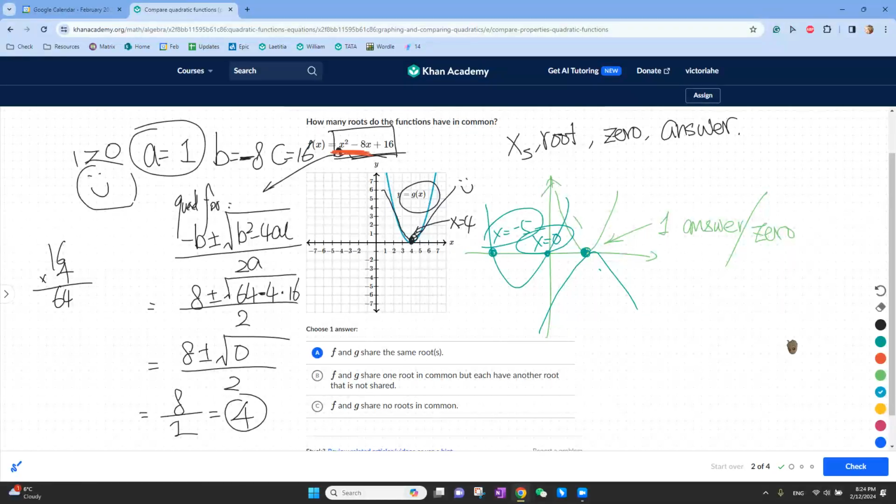Okay, and another thing, look back at this equation. I have x squared minus 8x plus 16. Just by looking, we're supposed to think about factored form faster. Okay, so look at this one.